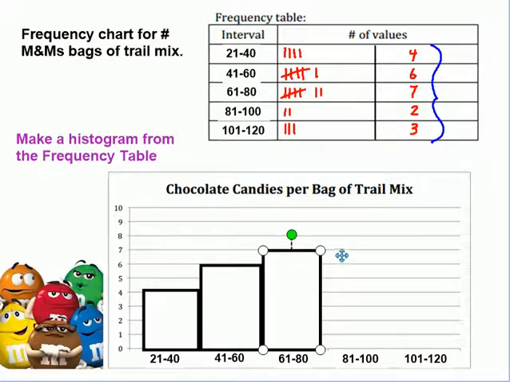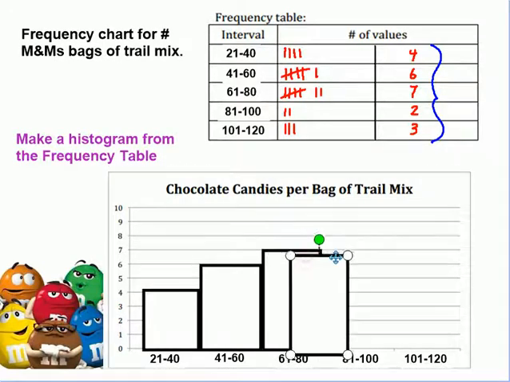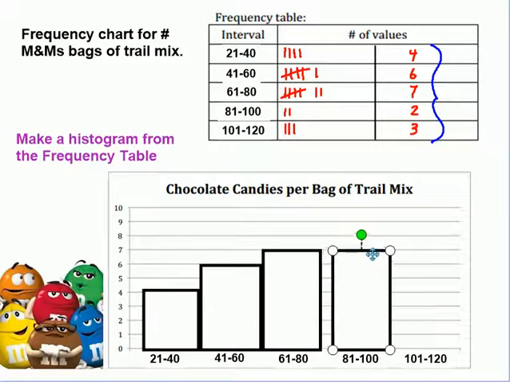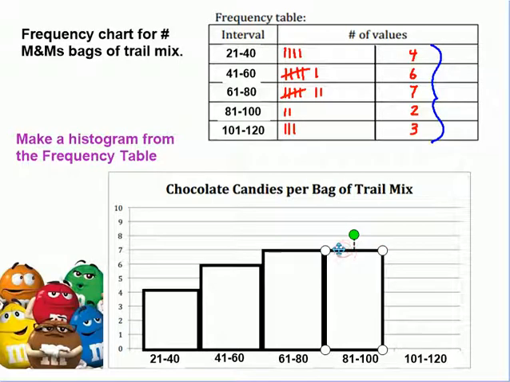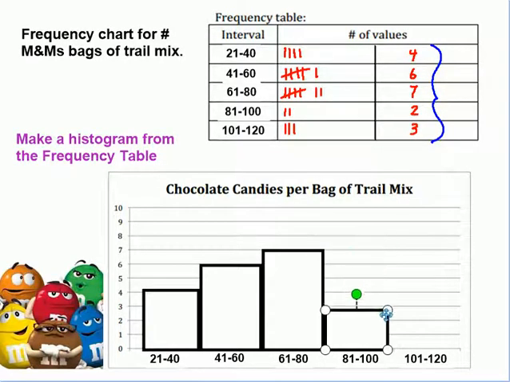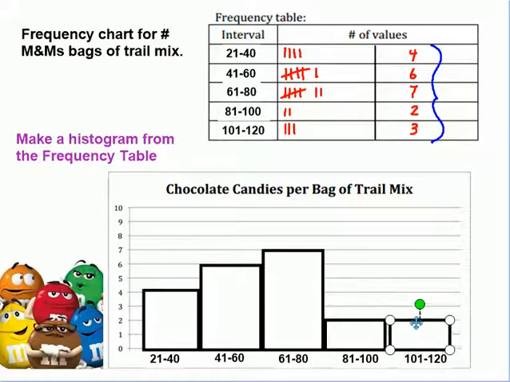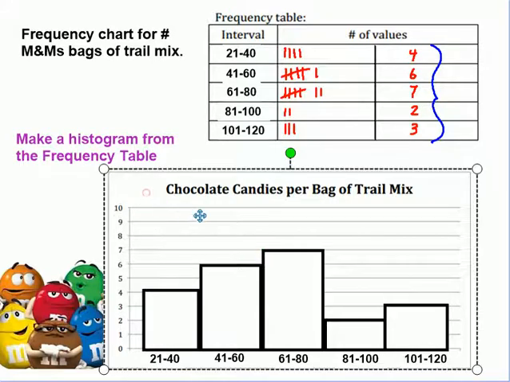And one more here. Between 81 and 100, we'll spread them out just a little bit more there. 81 to 100, there were approximately 2, so we need to bring him all the way down here to 2 and leave him happily right there at 2. And then lastly, we need one more, right here at 101 to 120, and that one is going to be up to 3, right up there at 3. All right, and that is our histogram.